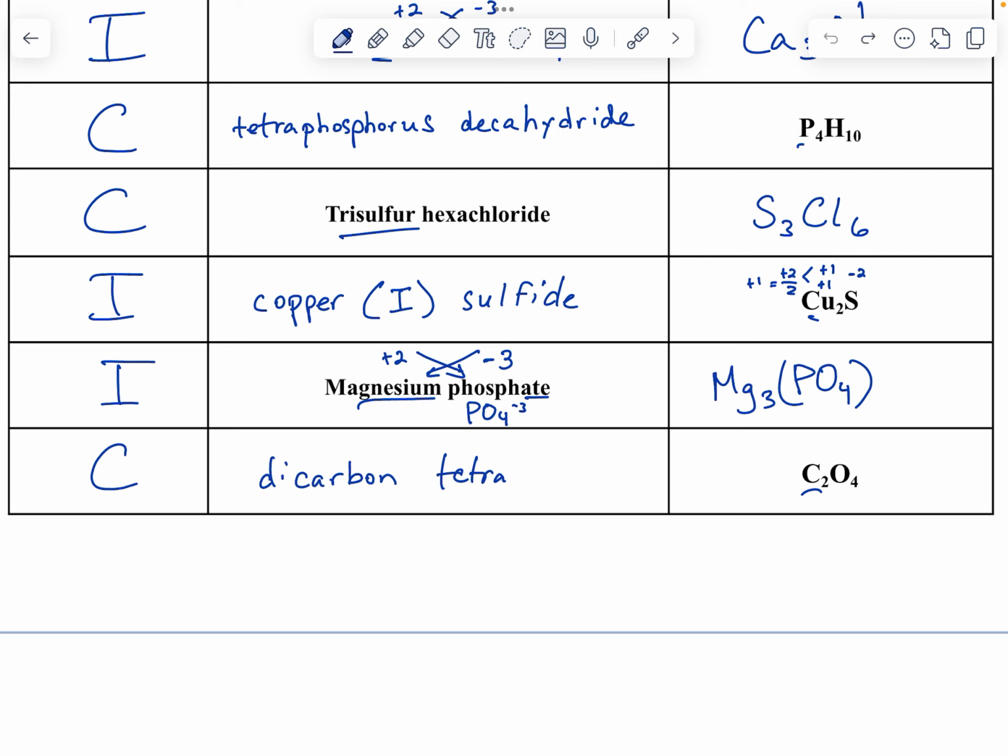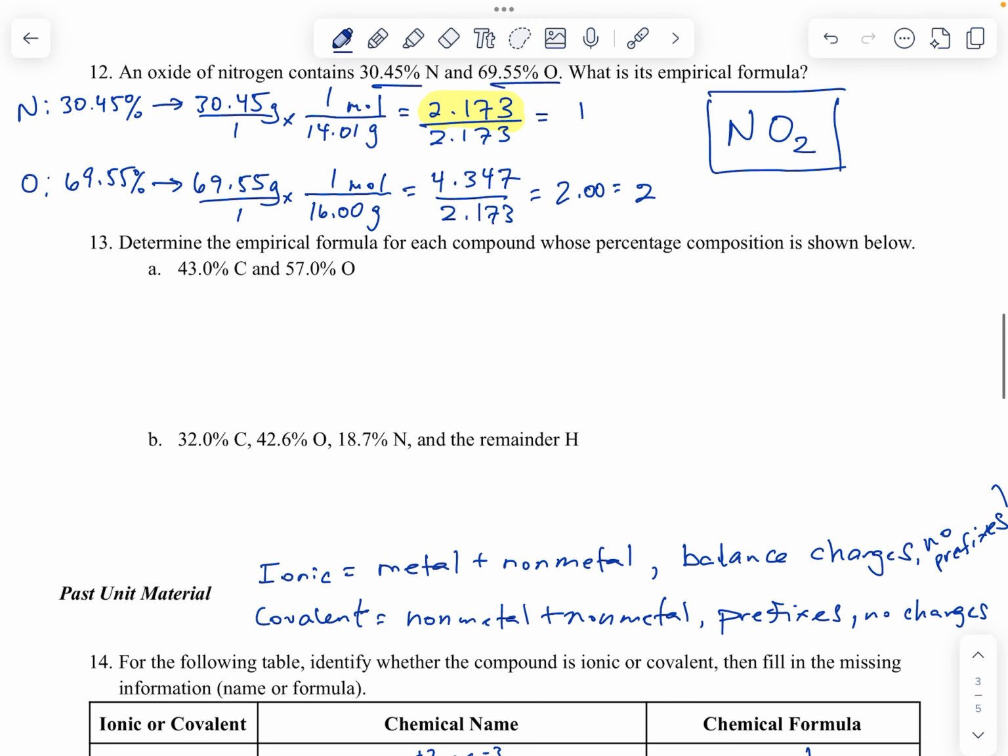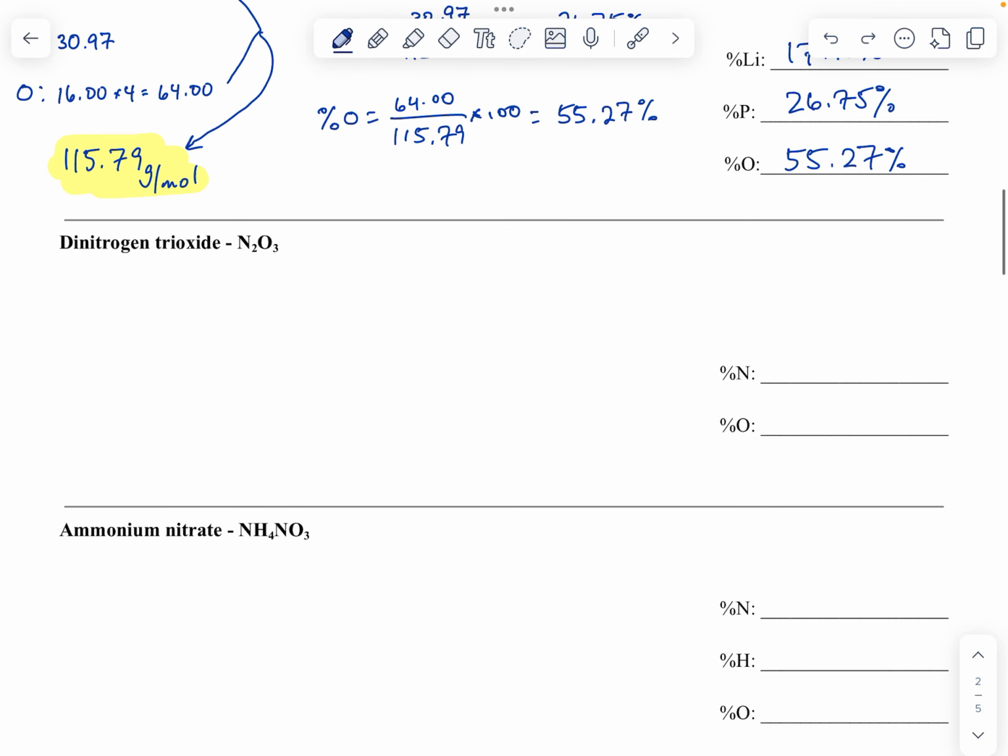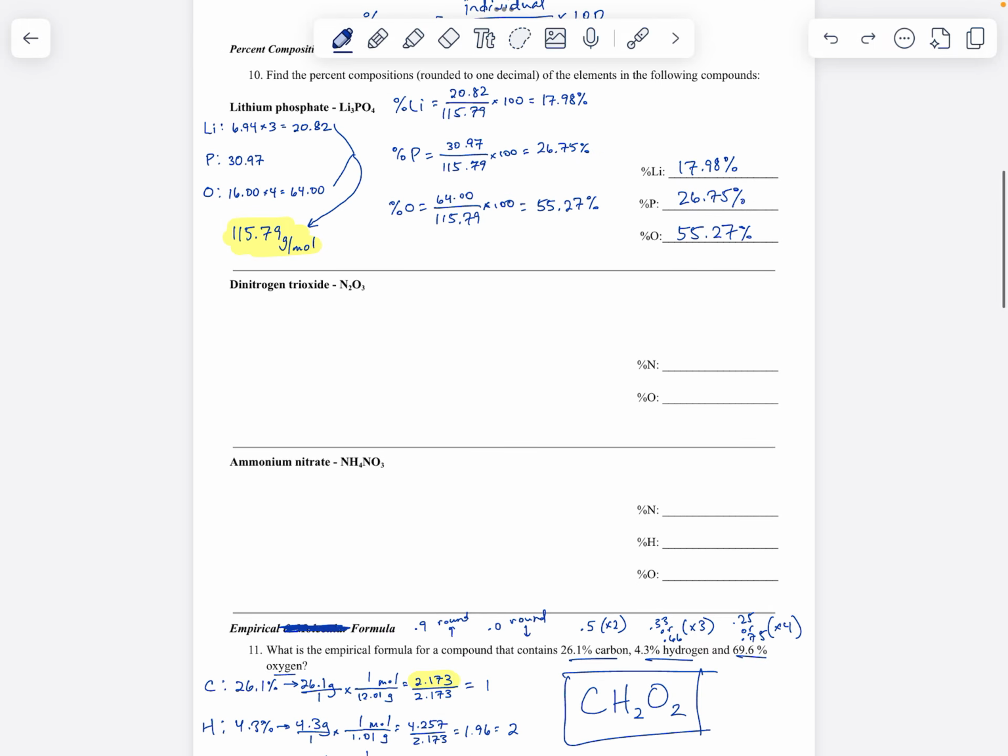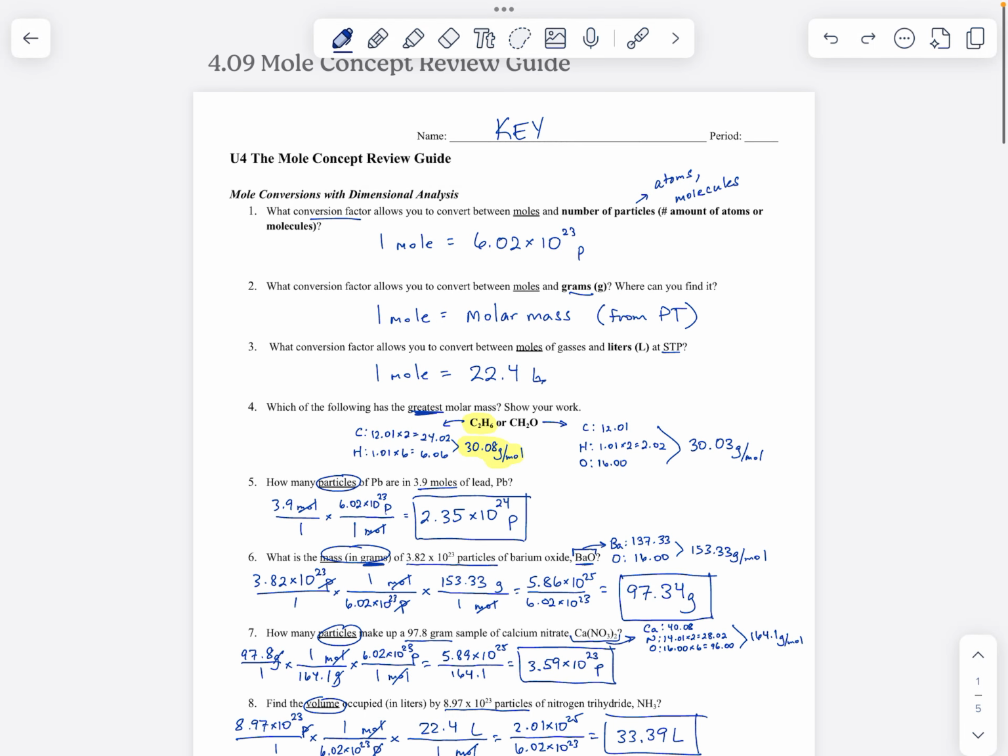All right, so I hope this helps. Again, check your work to A and B here. Also, with the dinitrogen trioxide and the ammonium nitrate there, just to double check that you're on the right track. But hopefully this gets you started and helps you out a little bit. So if you have questions, bring them with you. But that is all I got.